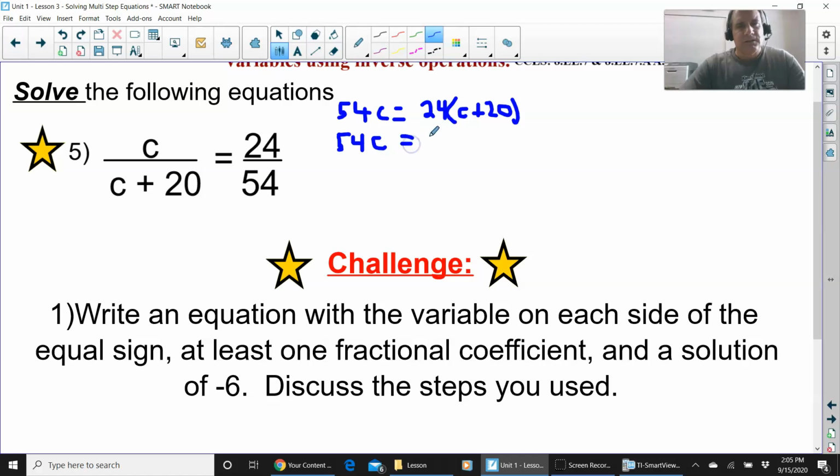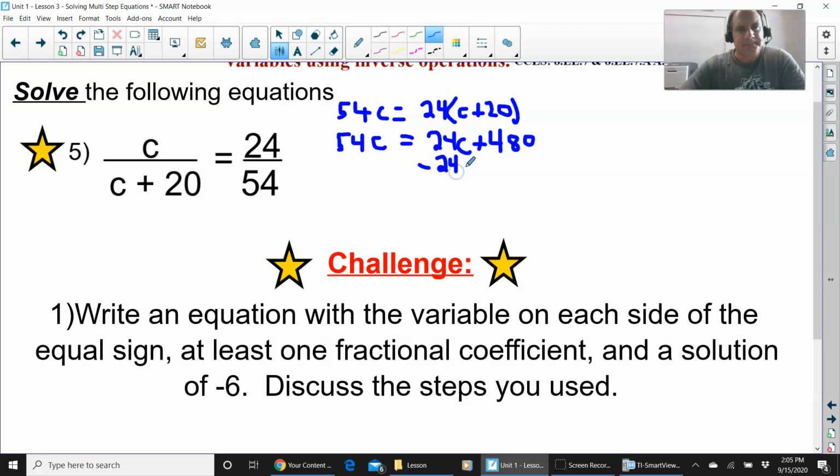54c times 20, do distributive property, 24c times 20, which is 480. I have to look down for a second. Do you see how there's c's on opposite sides? What do you think you'd do to get this c over to that c? Well, if you said subtract, you're correct.